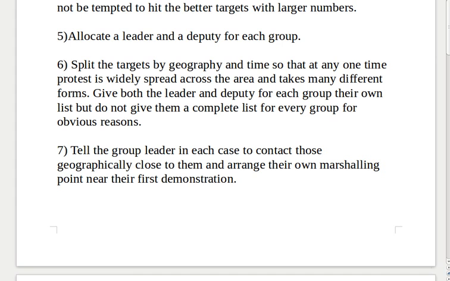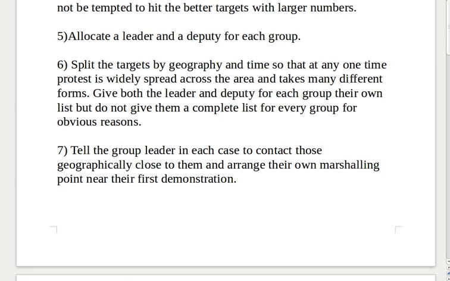So you give both the leader and the deputy their own list of targets and times, but don't give them a complete list for every group, because if the police decide to arrest one of them, obviously the first thing they're going to do is turn out your pockets, there's a list, and they'll only get the list for one group.